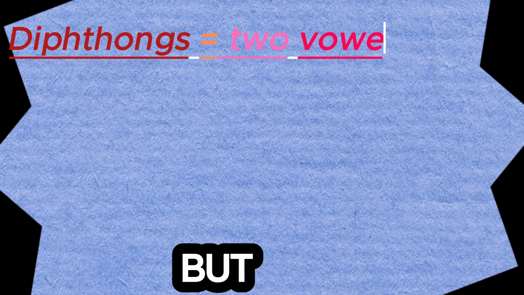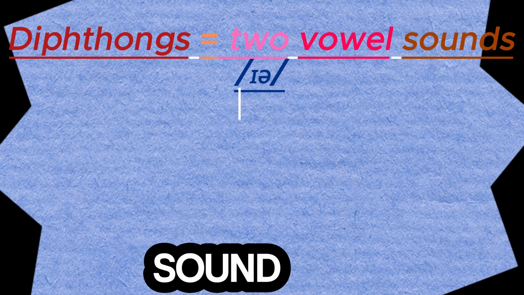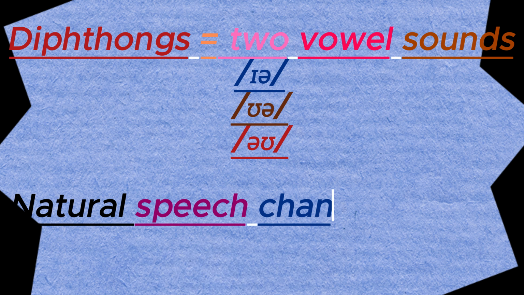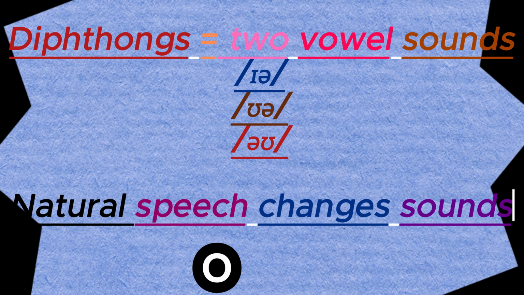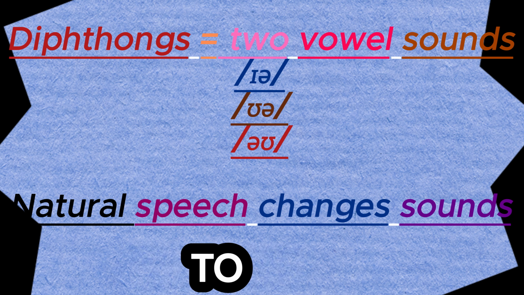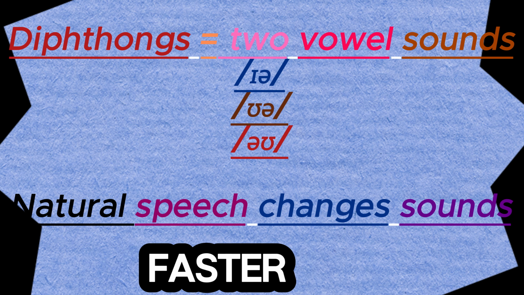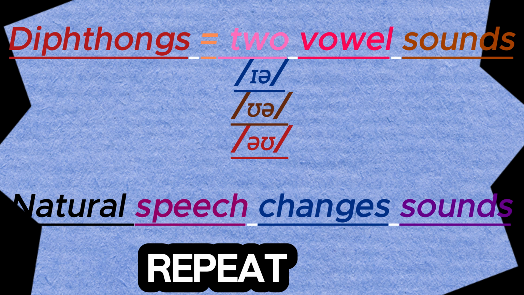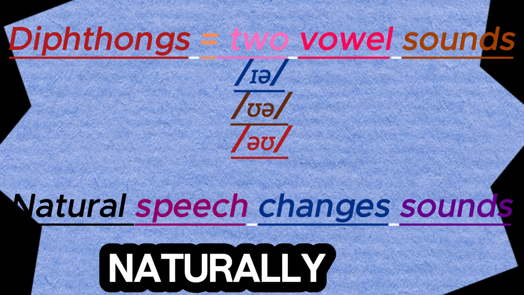Now we move to diphthongs. A diphthong is two vowel sounds together, but we hear them as one sound. For example, ear, ua, o. Some speakers change these sounds to make speaking easier and faster. This is normal in real English. Listen and repeat. Slowly, then naturally.